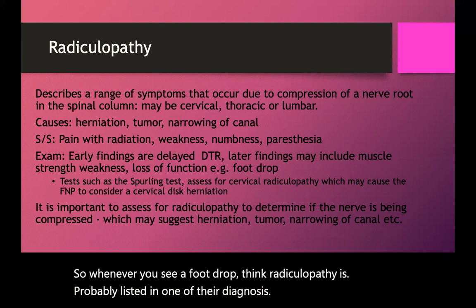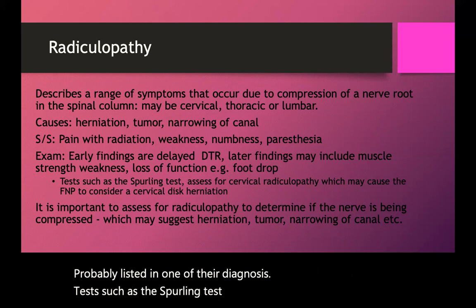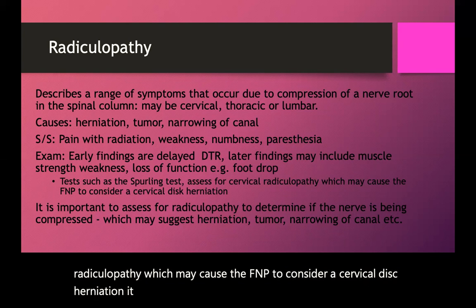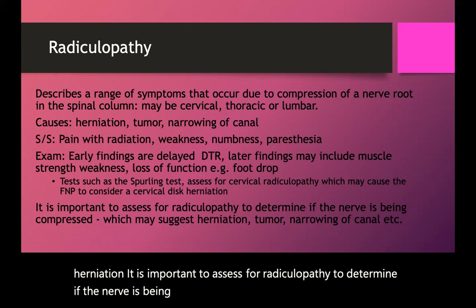Tests such as the Spurling test assess for cervical radiculopathy, which may cause the FNP to consider a cervical disc herniation. It is important to assess for radiculopathy to determine if the nerve is being compressed, which may suggest herniation, tumor, or narrowing of the canal.